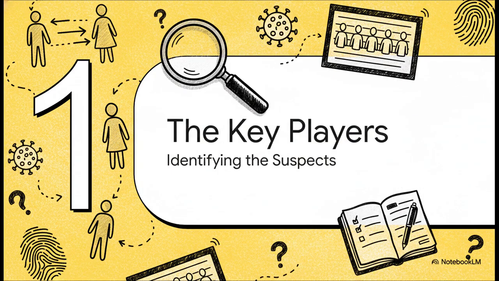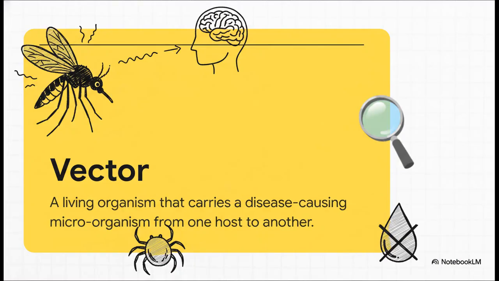So to solve this massive puzzle, our first job is to figure out who all the key players are. Like drawing up a list of suspects in a classic detective story. First up on our suspect list, the vector. A great way to think about this is like a living getaway driver for the pathogen. Now, don't get this confused with a non-living vehicle like a contaminated doorknob or something.